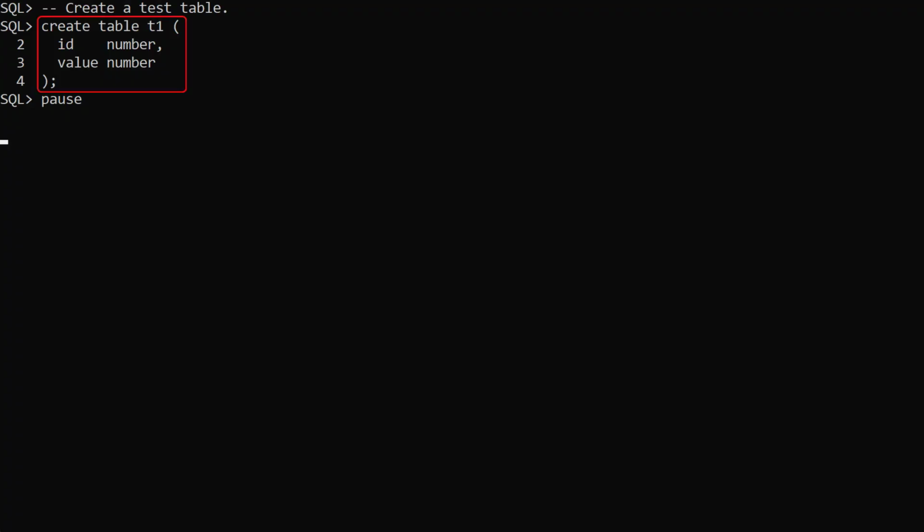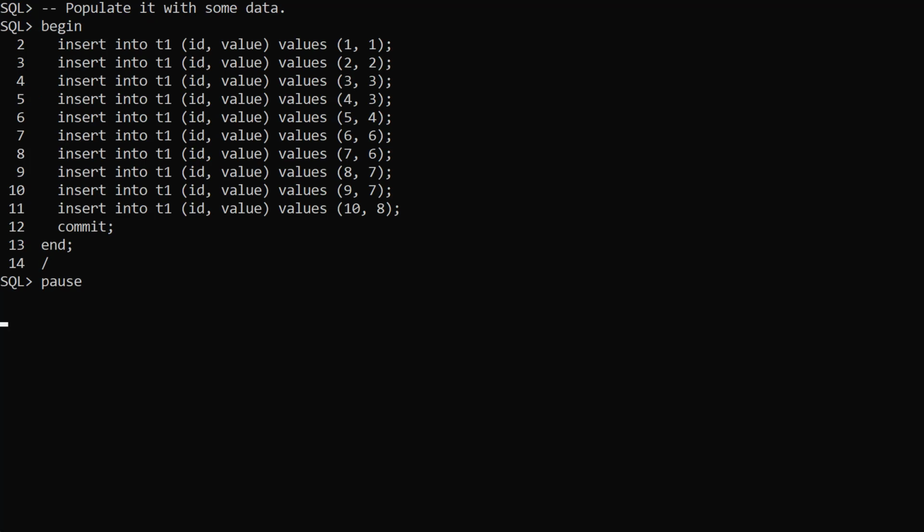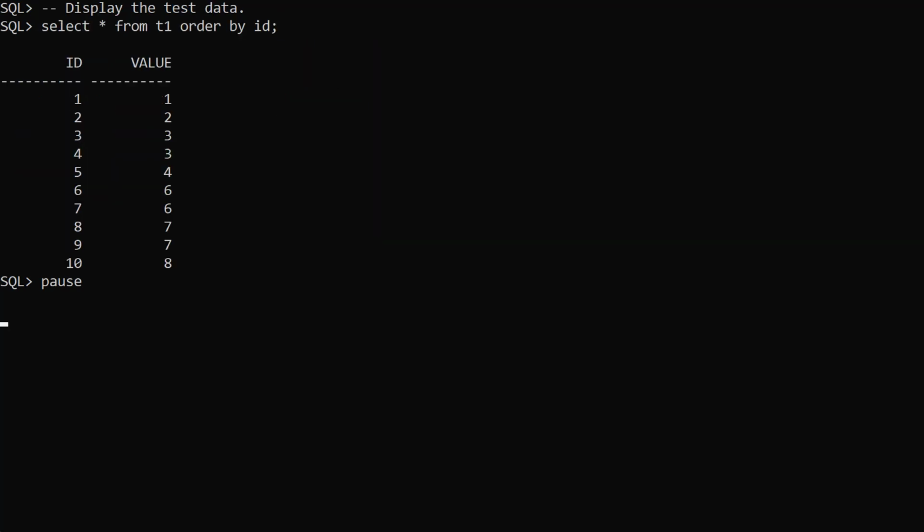We create a test table called T1. It has columns called ID and value. We populate the table with some data. We display the data in the test table.